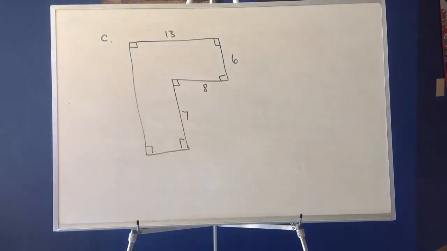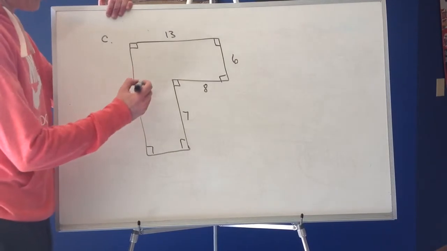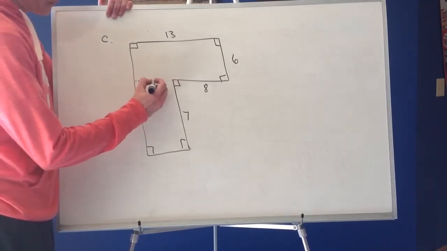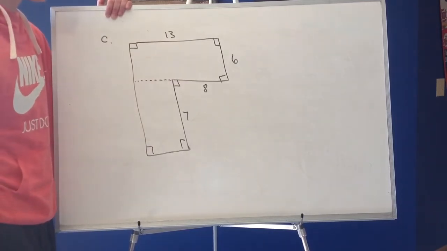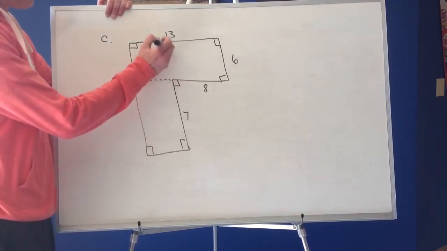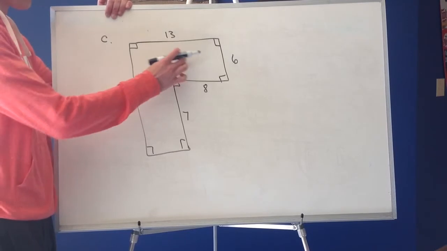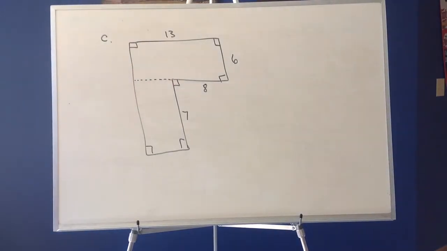Alright, so for this one, essentially what most kids will do is break it into two rectangles. It just depends on where you want to break it apart. One option you have is you could go right here and break it into these two rectangles and add those together. The other one you could do is go right here and break it into two, or it breaks it into three. Again, it doesn't matter as long as you find things correctly.